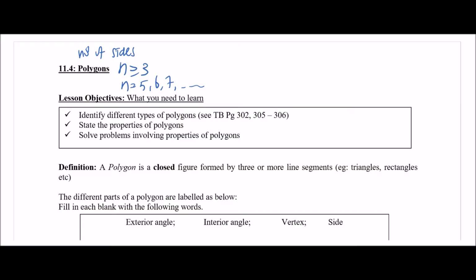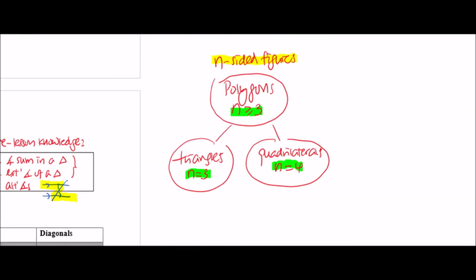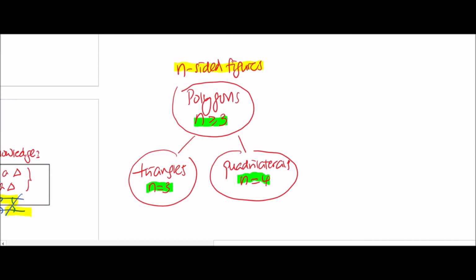It's Mr. Low, and today we are going to finish up the three-part series of this chapter. This is the third part of the lecture series, and we are going to discuss polygons. In case you have forgotten, let's go back and recap the relationship between the different figures.